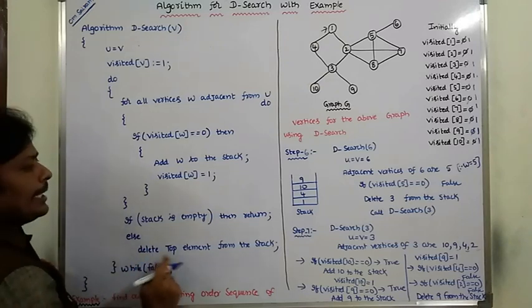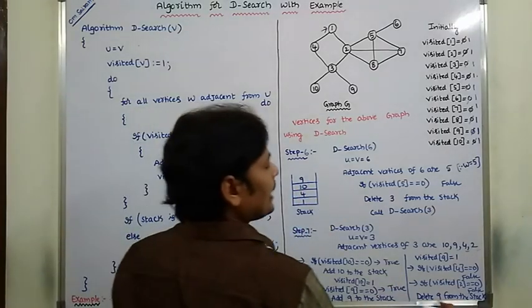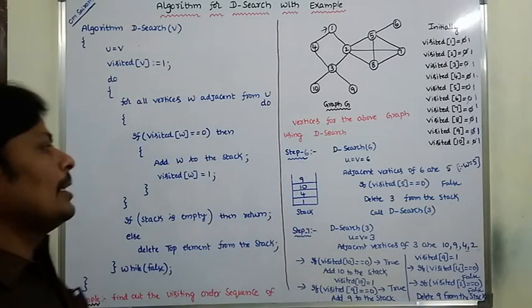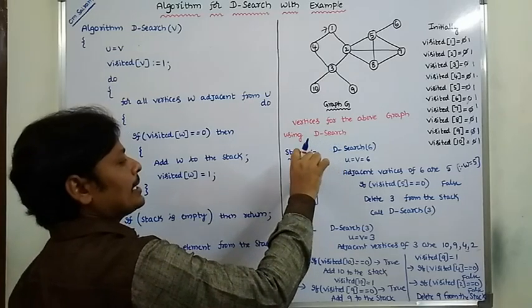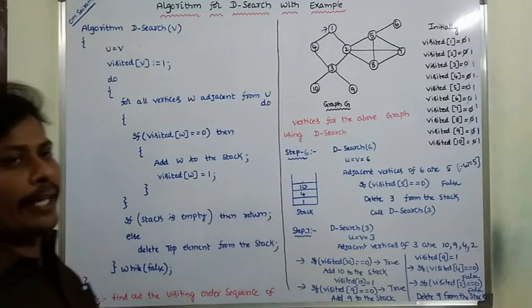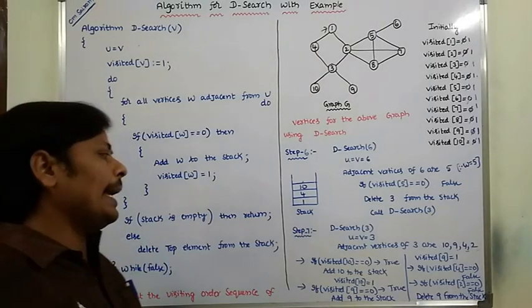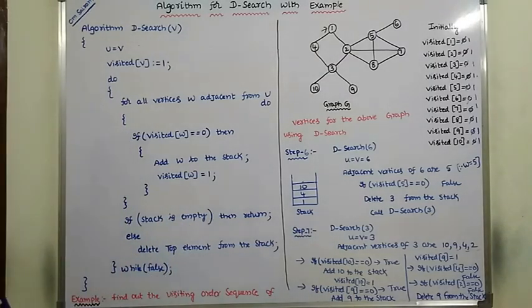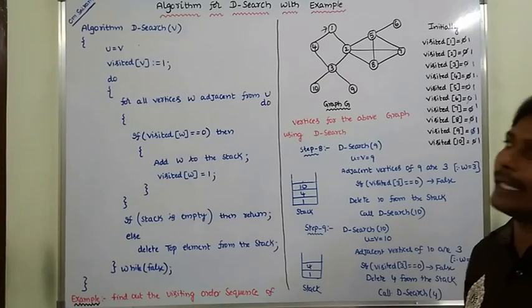In the else block, delete top element from the stack. So top element is 9. Delete 9 from the stack. So after deleting 9, this is the existing stack in step 7. Now DFS of 9 is called in step 7. Okay. Now we go for step 8, DFS of 9.